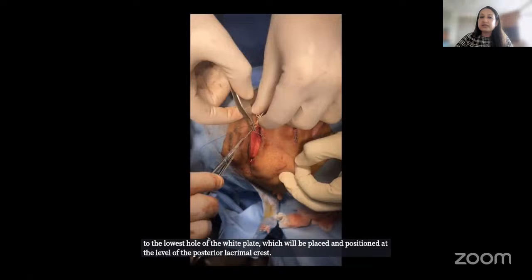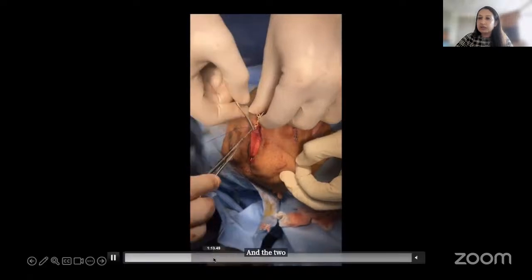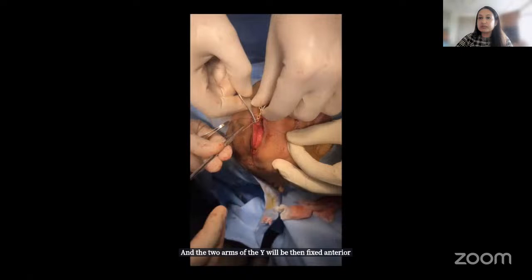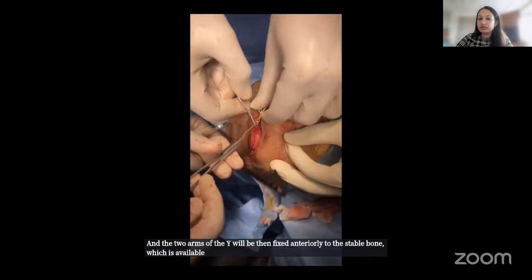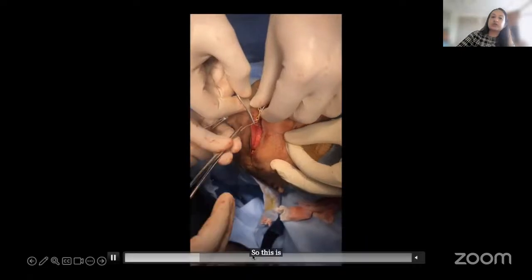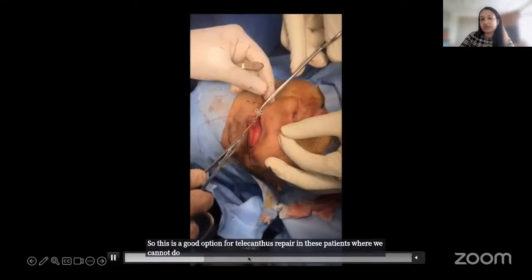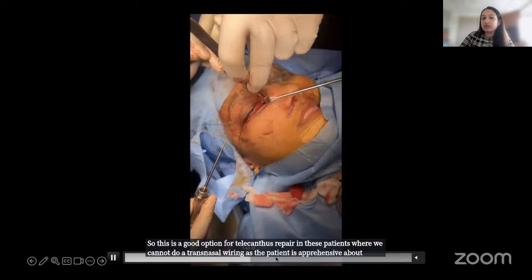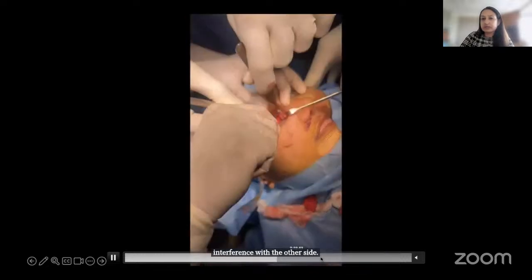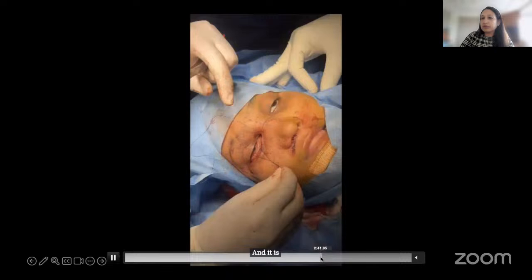And the 2 arms of the Y will be then fixed anteriorly to the stable bone, which is available in these kind of cases. So this is a good option for telecanthus repair in these patients where we cannot do a transnasal wiring as the patient is apprehensive about interference with the other side. And it is much simpler and faster procedure.